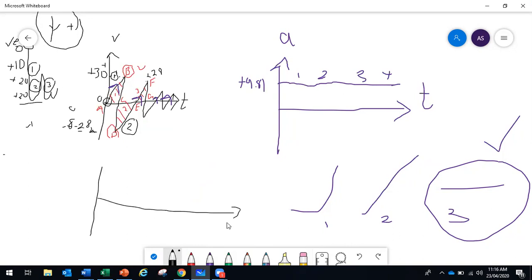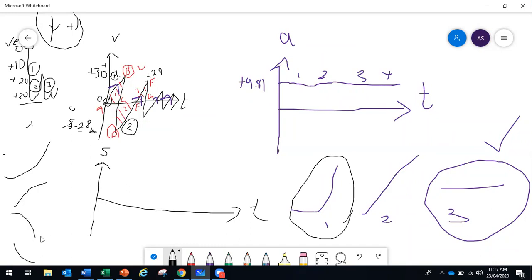This is where it's challenging. ST graph, anyone? Is it going to be a curve? 1, 2, 3, which one? ST, 1. So it's going to be a curve. But curves have 4 types, going up like this, coming down like this, as I told you. 1, 2, 3, 4.